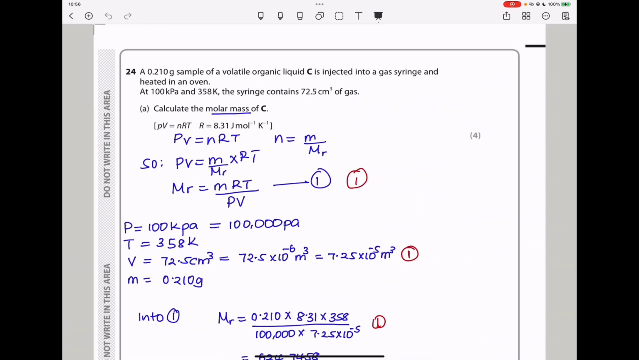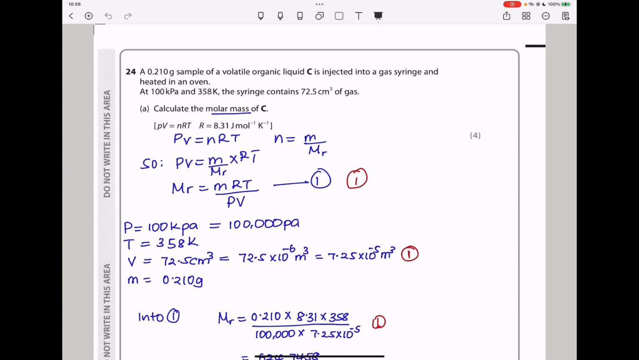Question 24. They say a 0.21 gram sample of a volatile organic liquid C is injected into a gas syringe and heated in an oven. At 100 kilopascals and 358 Kelvin, the syringe contains 72.5 centimeters cubed of gas. They say calculate the molar mass of C.